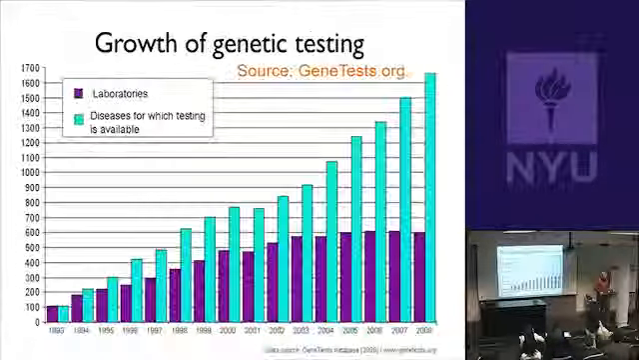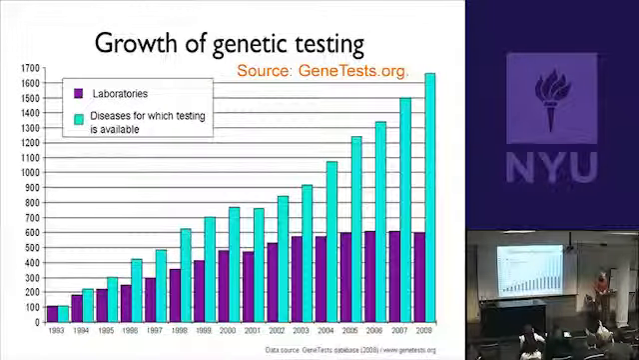Genetic testing has become enormously widespread. Okay, so this is a chart showing through the years the number of laboratories that do genetic testing in purple. So these are not research laboratories like upstairs. These are laboratories where you send them the samples, they give you your test result. And the number of diseases for which testing is available. Okay, and so you can see that this is just growing and growing and shows no sign of stopping. We're now at about 1,600 genetic tests that can be done.